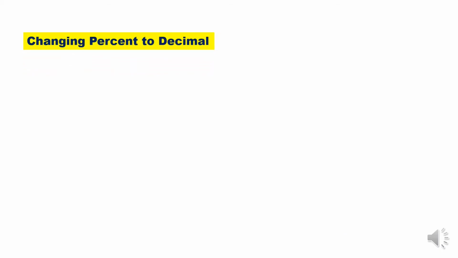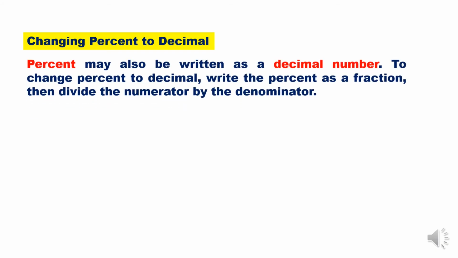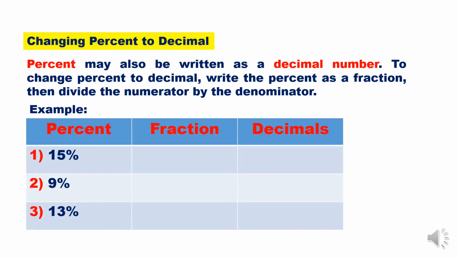Changing percent to decimal. Percent may also be written as a decimal number. To change percent to decimal, write the percent as a fraction, then divide the numerator by the denominator. Examples: 15%, write in fraction, that is 15 hundredths. In decimal, 0.15 or 15 hundredths. Pero paano ba naging 15 hundredths? So, yung numerator na 15 at denominator na 100.